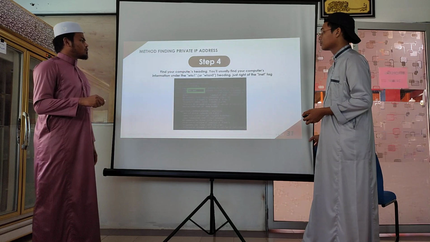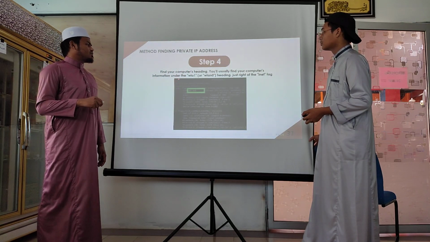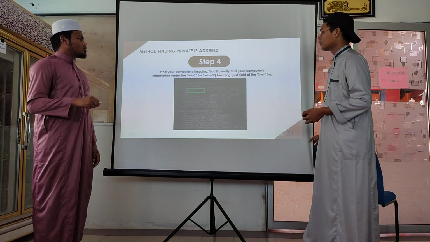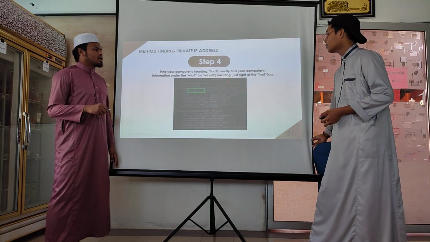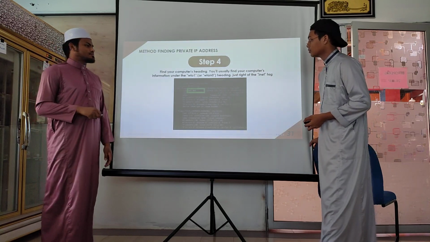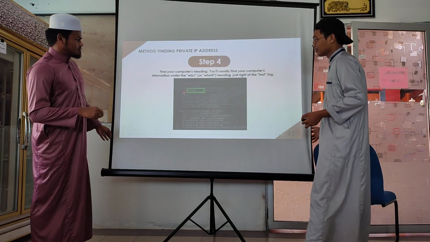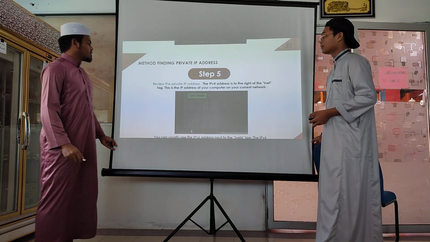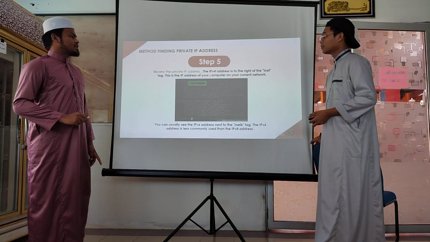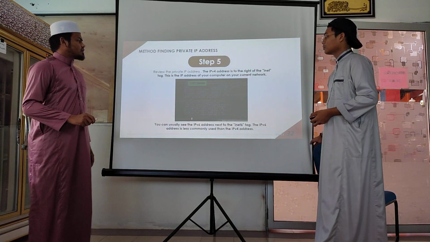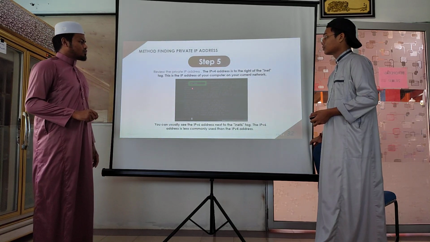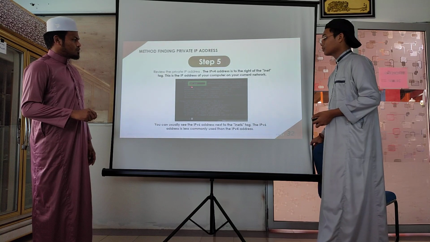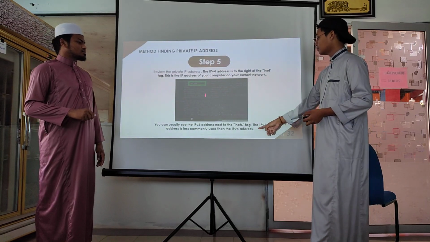Next step, you find your computer heading. You will usually find your computer information under the wlo or wlan0. We call it wlan0. Heading just right of the inet tag. Step 5, review the private IP address. The IPv4 address is to the right of the inet tag. This is the IP address of your computer on your current network. Like this. This is your private IP address.